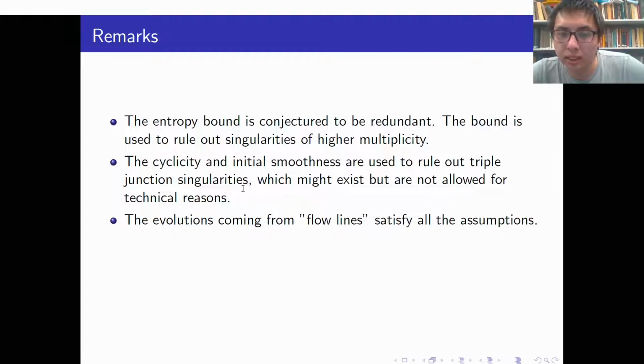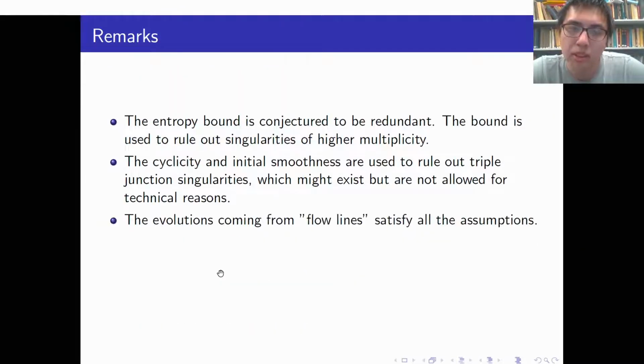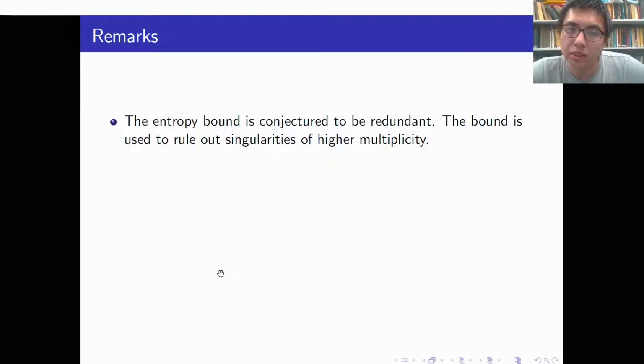It's worth noting that the example that we mentioned here of Bernstein-Wang, and the subsequent limits of Bernstein flows, do satisfy all these assumptions. So they're initially smooth, unit regular and cyclic.